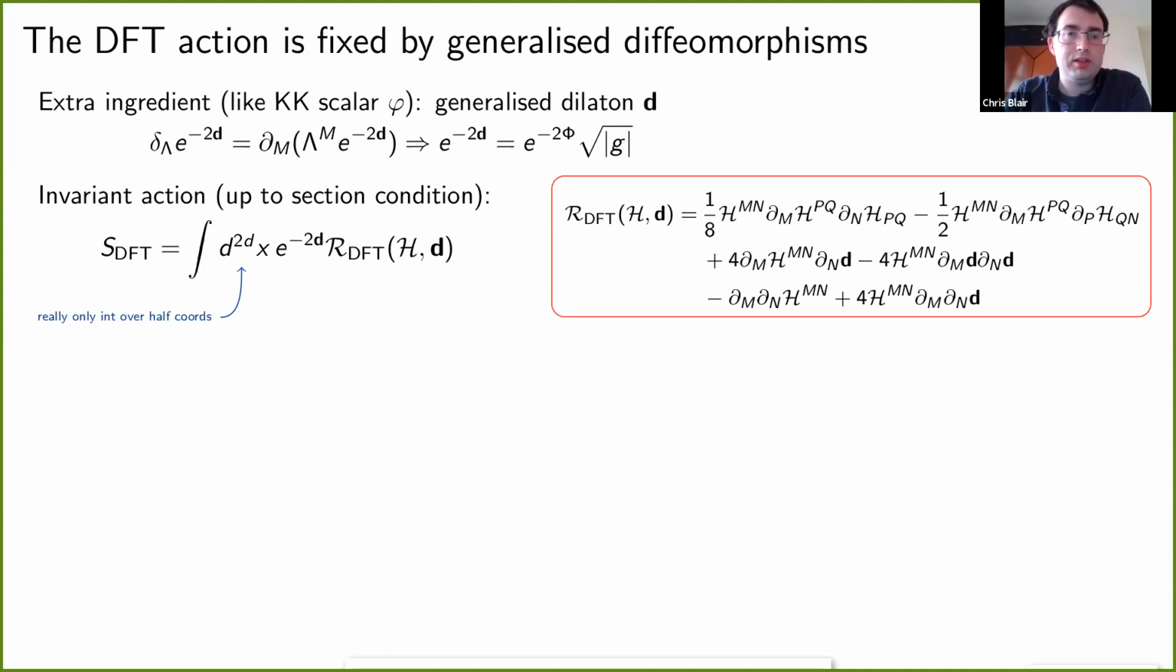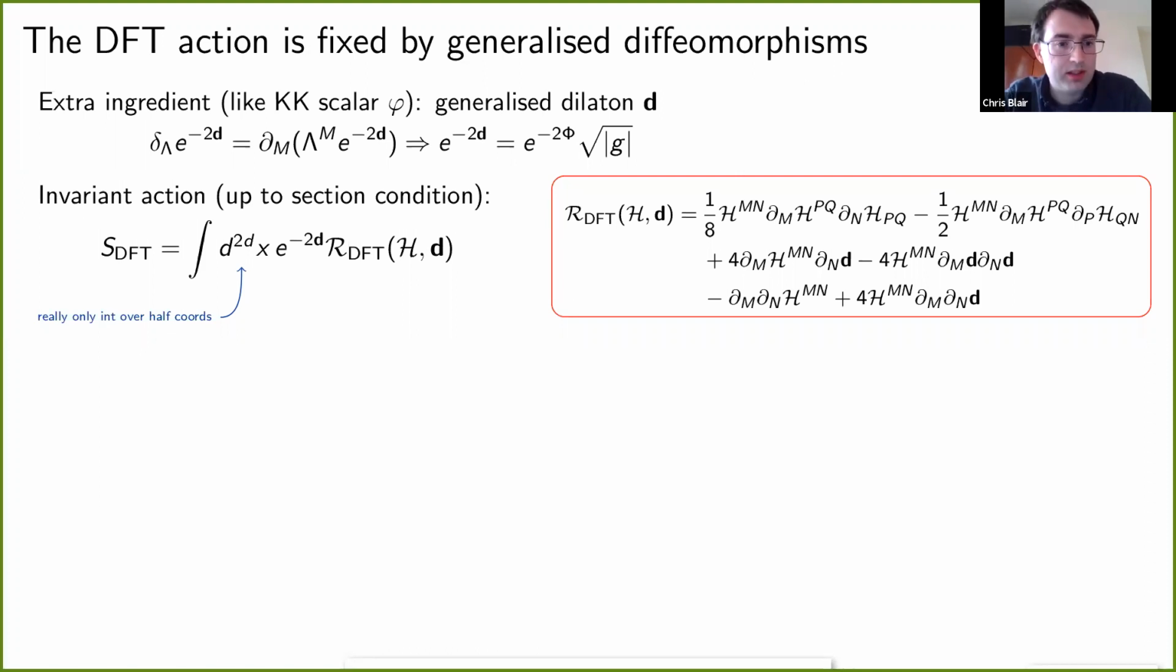You can define generalized connections, generalized curvatures. It's just a bit more work. But you can also do something by brute force that you could also have done for the Einstein-Hilbert action. So here what you do is you just write down everything that is second order in derivatives of the generalized metric and this generalized dilaton. You write it down with unknown coefficients, you vary it under generalized diffeomorphisms, and you require that what you have at the end of the day is a scalar.